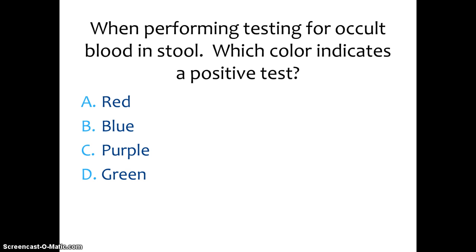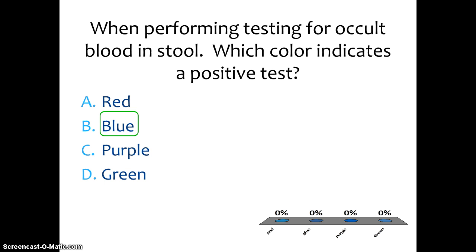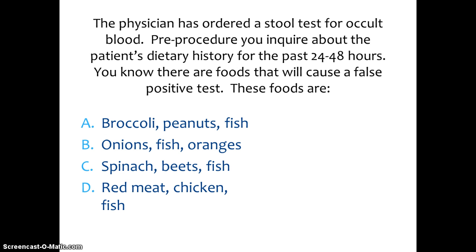When performing an occult blood stool, which color indicates a positive test? Red, blue, purple, or green? And the answer here is blue. So that's what you'll be looking for. If you don't have any colors, then it is going to be negative. It's either blue or nothing.